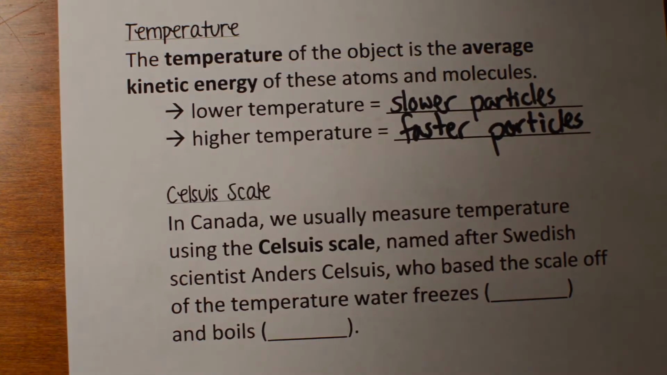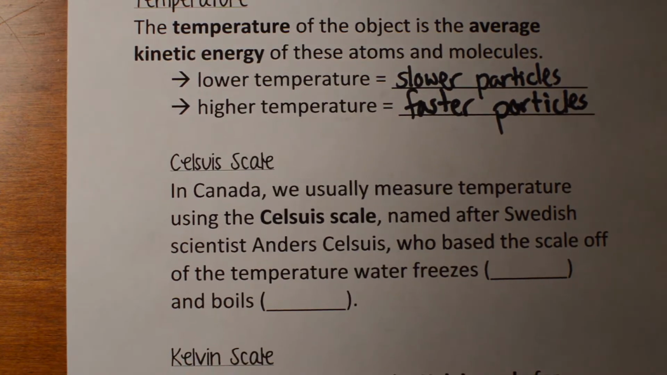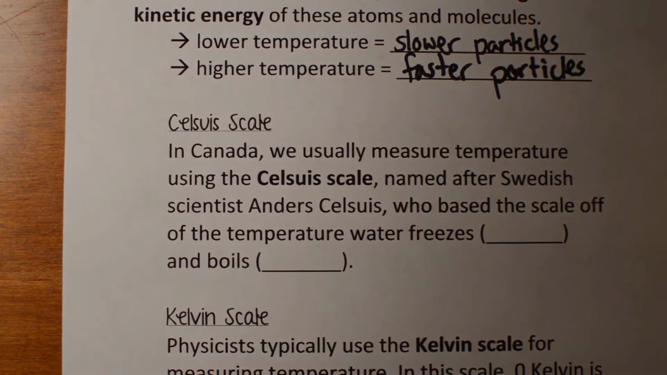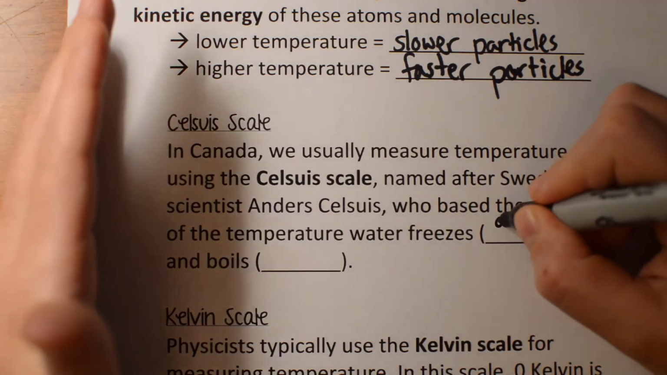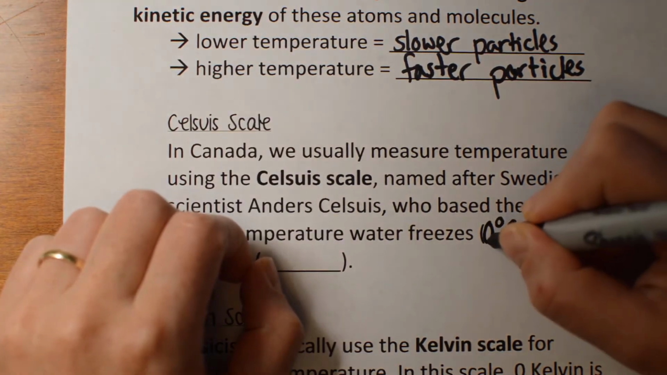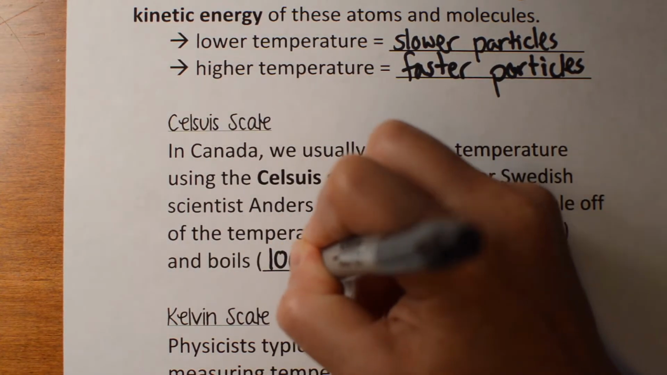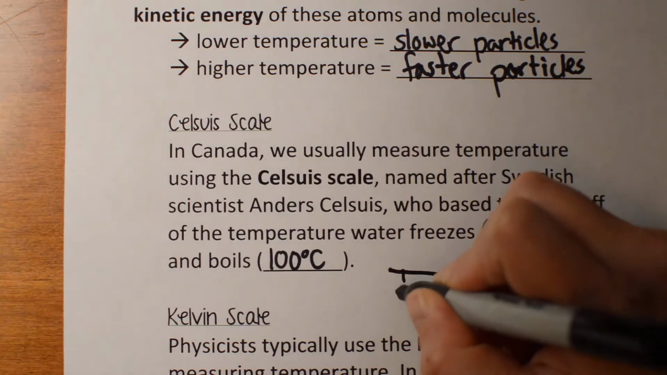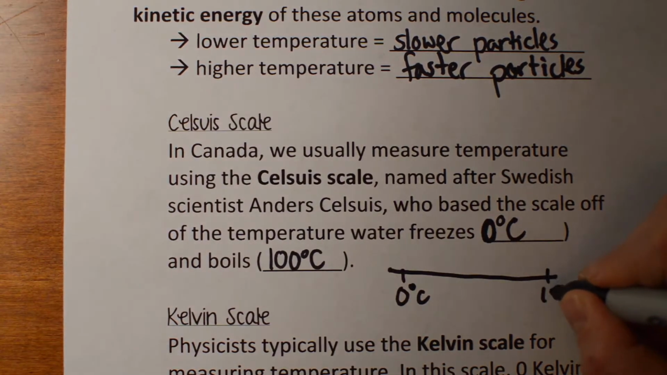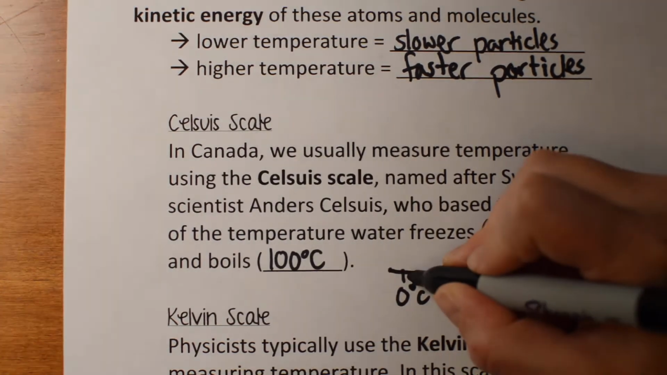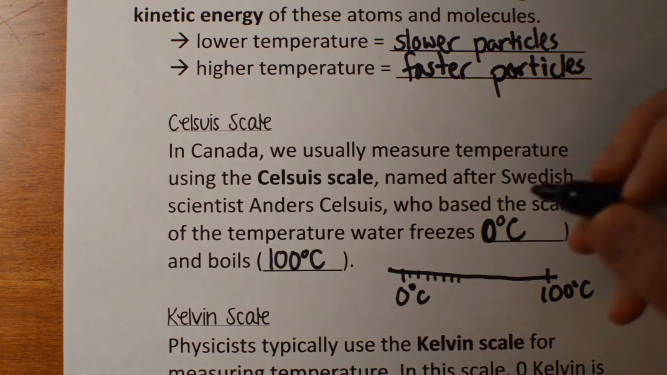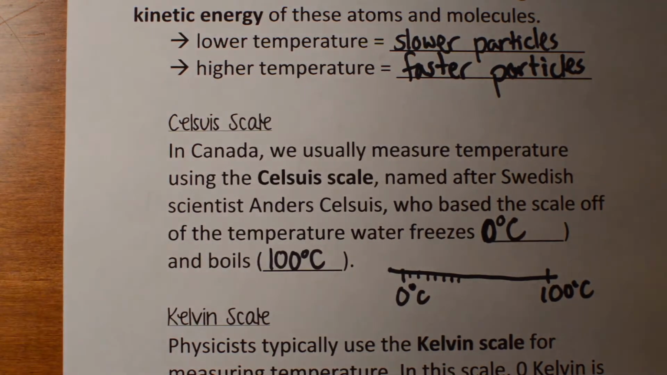To actually put a number on temperature, we need a temperature scale. In the US they might use Fahrenheit, but we use Celsius here. The Celsius scale was named after Anders Celsius, and he based his scale on water. So he set the temperature at which water freezes to be 0 degrees Celsius on his scale, and the temperature that water boils at to be 100 degrees Celsius. So we sort of fixed those 2 points. 0 degrees Celsius is freezing water, 100 degrees Celsius is boiling water, and then all the little degrees are nicely evenly spaced in between. So the scale is based off of water.